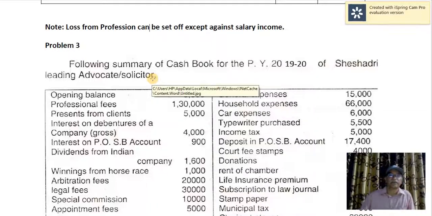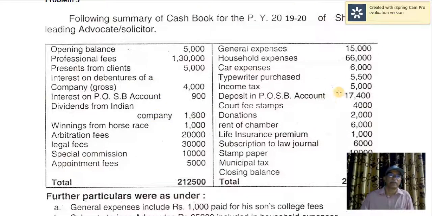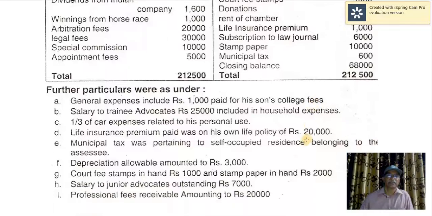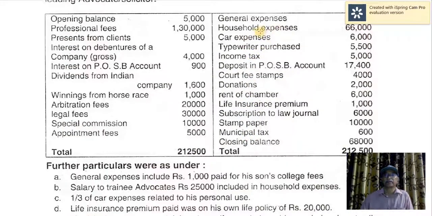Now here you have got receipts and here you have got payments, and further particulars are also given here. Let us first analyze the details given here as additional inputs. Point A. General expenses include 1,000 paid for his son's college fees. So you find here general expenses of rupees 15,000.